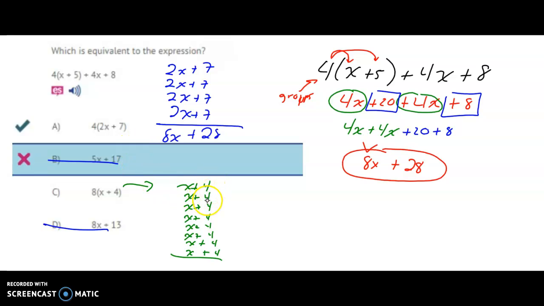Well, what's 8 fours? 4 plus 4 is 8, plus 4 is 12, plus 4 is 16, plus 4 is 20, plus 4 is 24, plus 4 is 28, plus 4 is 32. And x plus x plus x plus x plus x plus x plus x plus x, there's 8 x's. 1, 2, 3, 4, 5, 6, 7, 8. 8x plus 32. Now, it looks almost the same. We have the 8 x's, but then we have the 32 and 28. Those are not equivalent. So the only answer that is equivalent is A.